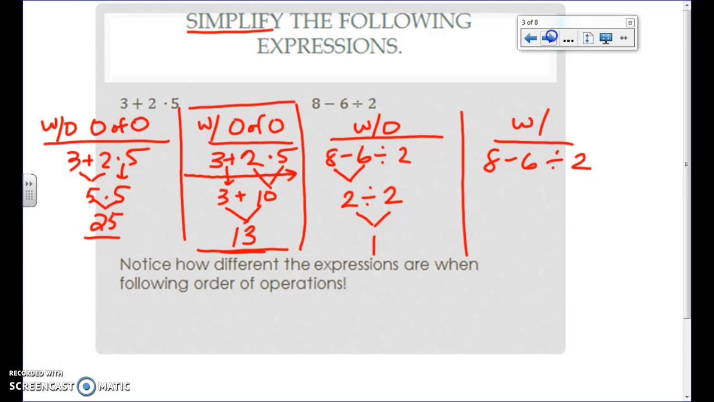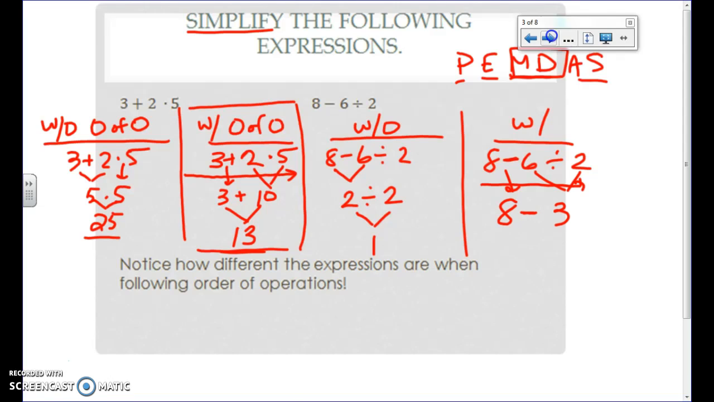However, if I'm using order of operations, parentheses, exponents, multiply and divide, add and subtract, I don't see any parentheses. I don't see any exponents. So now I'm looking for any multiplication or division that I see from left to right. The first thing I see here is this division. So 8 and the minus are brought down because they're not being affected. And 6 divided by 2 is 3. 8 minus 3 is 5. So as you can see, again, I get a different answer, 1 or 5.